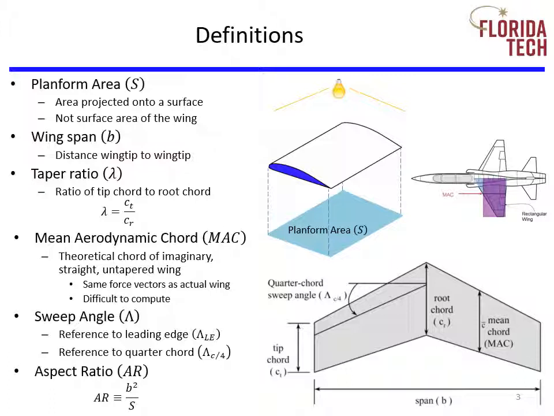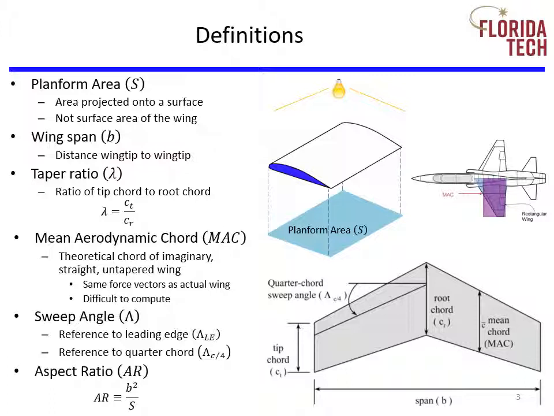Second is the wingspan, given the symbol B. It's the horizontal straight line distance from wingtip to wingtip. Third, the root chord, C sub r, and the tip chord, C sub t, are the distances of the chord line at the root and the tip, respectively. The ratio of the tip to root chord is called the taper ratio. A rectangular wing has a taper ratio of 1. A delta wing approaches a taper ratio of 0.